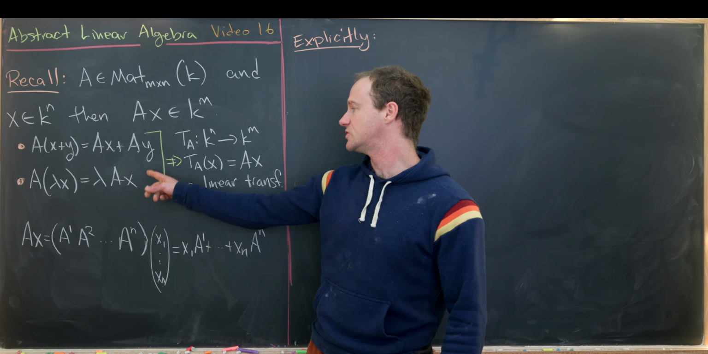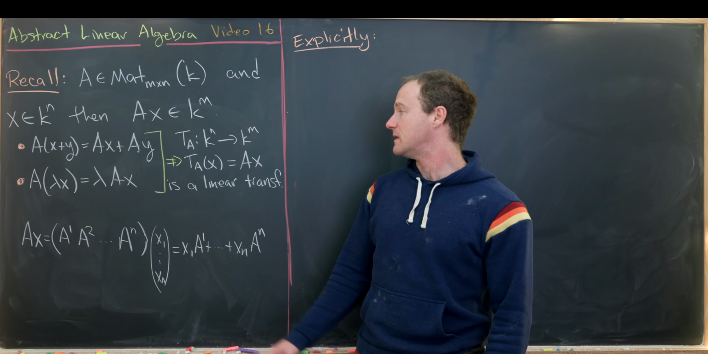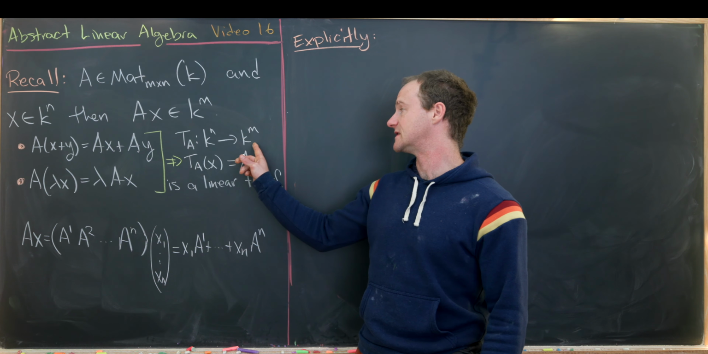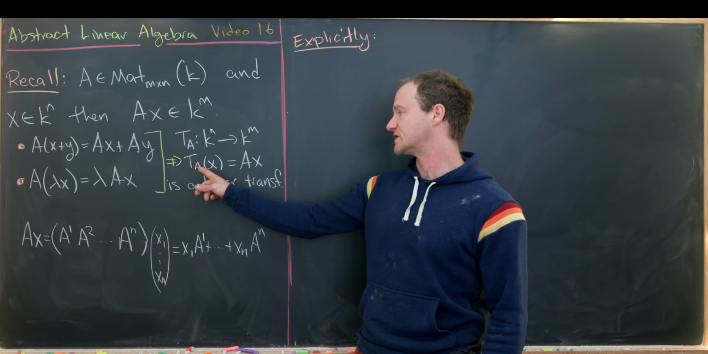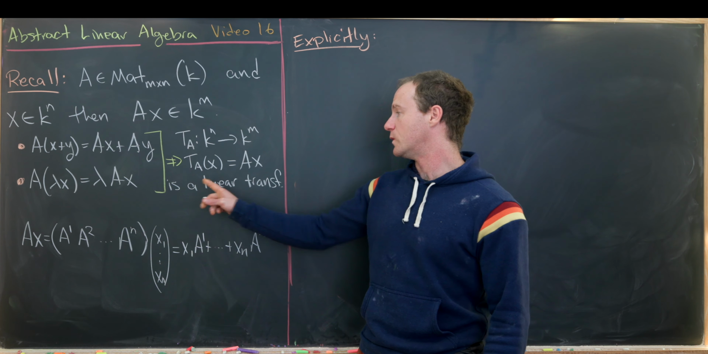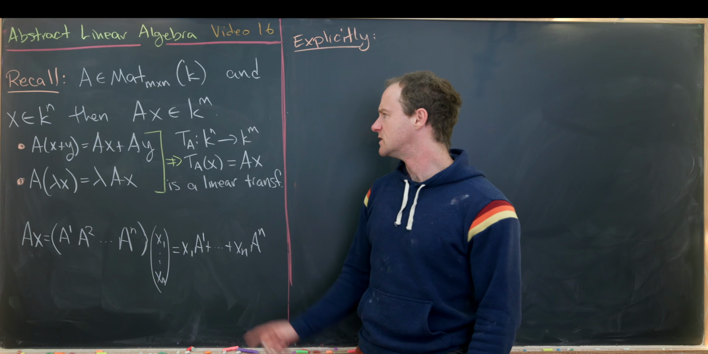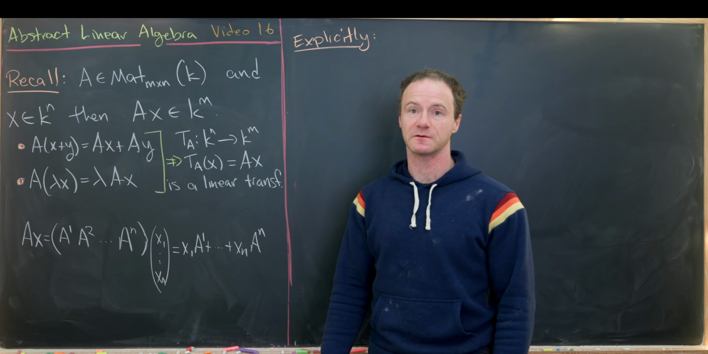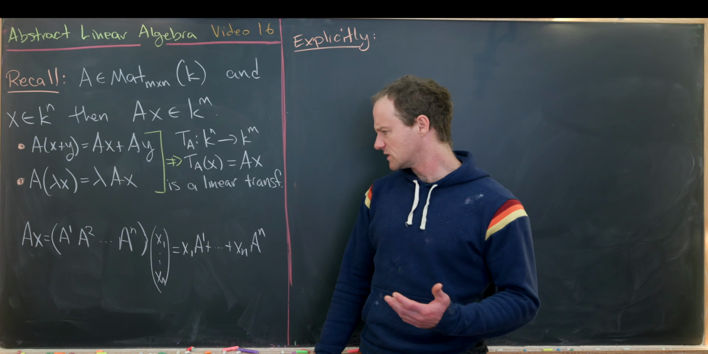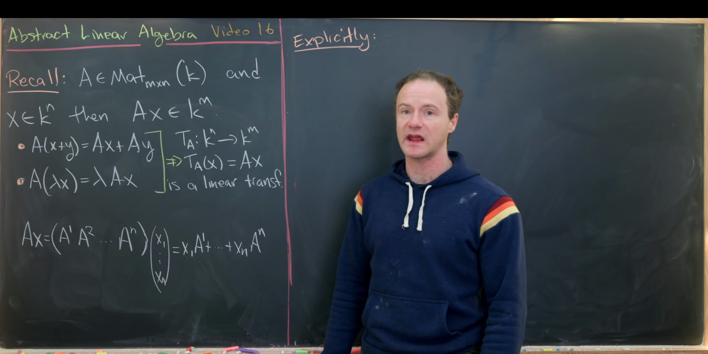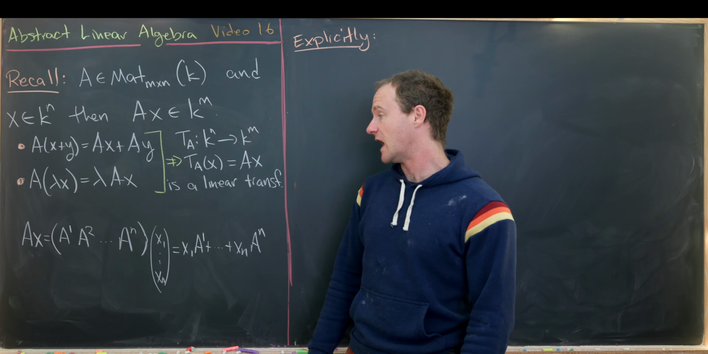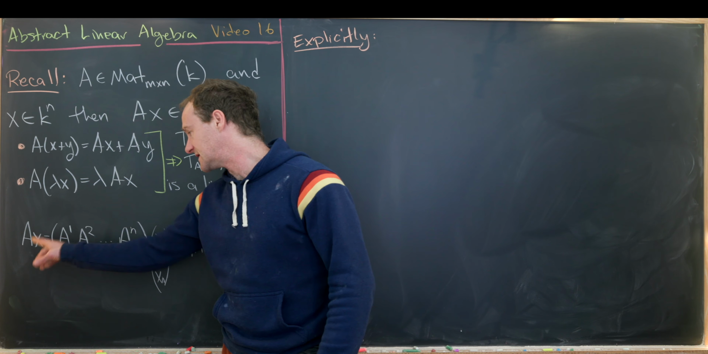Notice these two properties mean that if we define a map T_A from K^n to K^m, which just multiplies a vector x by the matrix A, we get a linear transformation. This is sometimes called the linear transformation associated with the matrix A. Let's also recall a nice shorthand way of writing matrix-vector multiplication. We've got A times x.